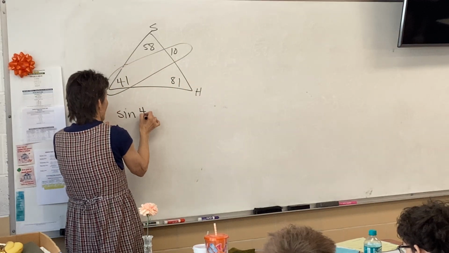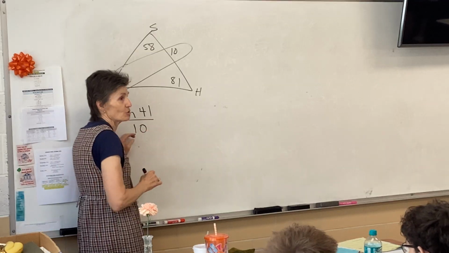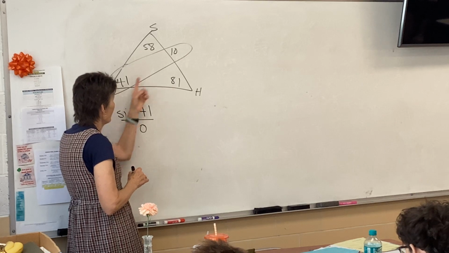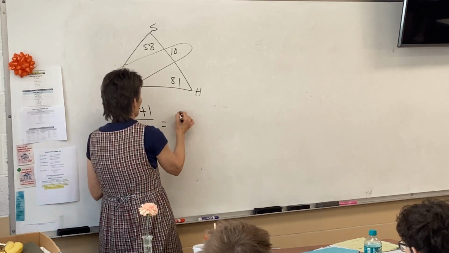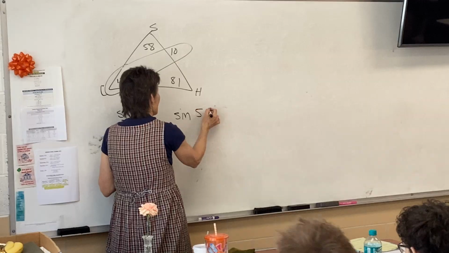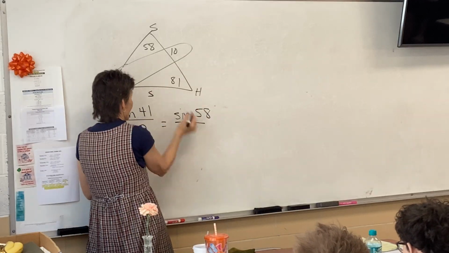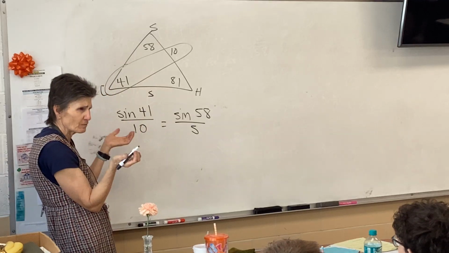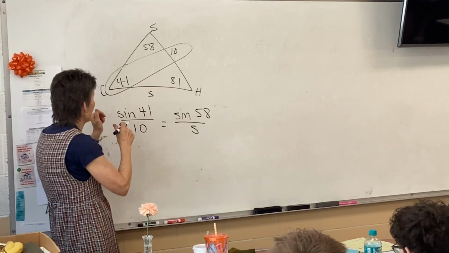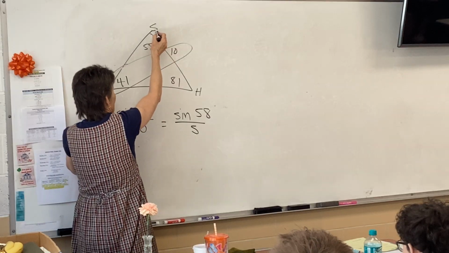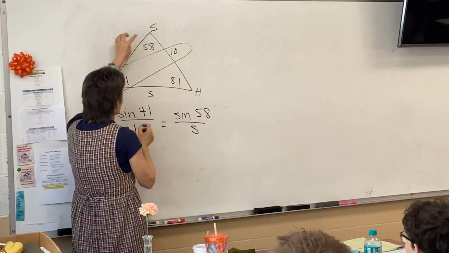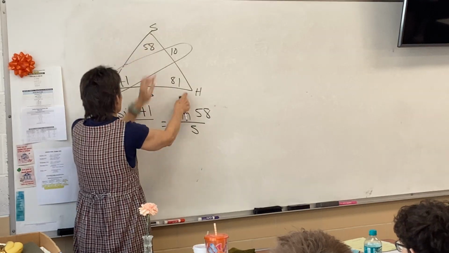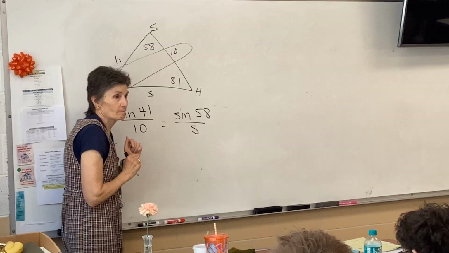sine 41 over 10. You guys may have done this in geometry. Does that look familiar to you from geometry? Sine 41 over 10 equals sine 58 over x. When we label our triangles, I can't remember if we've talked about this or not. The angles get capital letters, and then the side opposite is the small letter. So this is S, and this is H. And that's C.